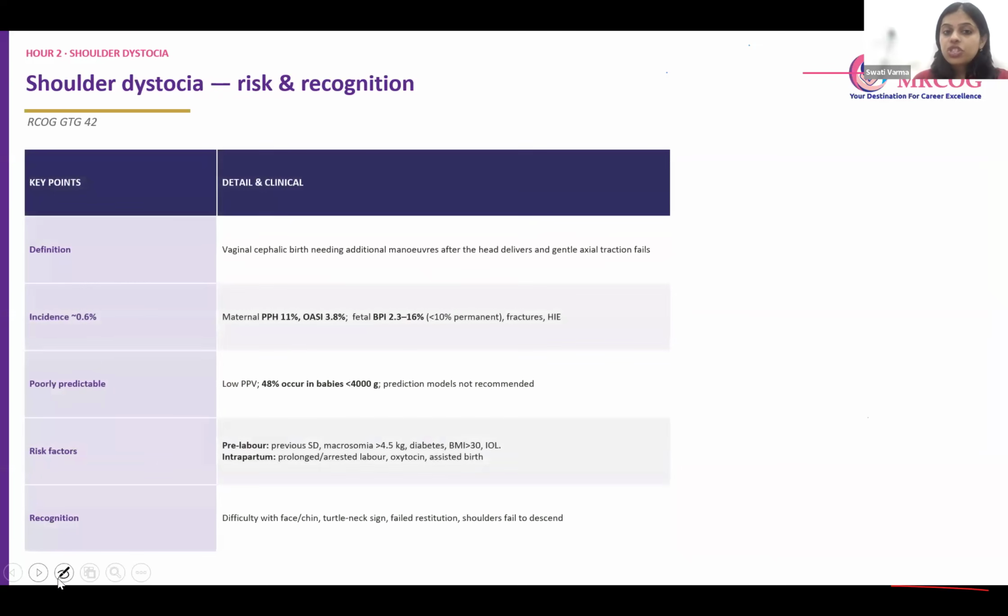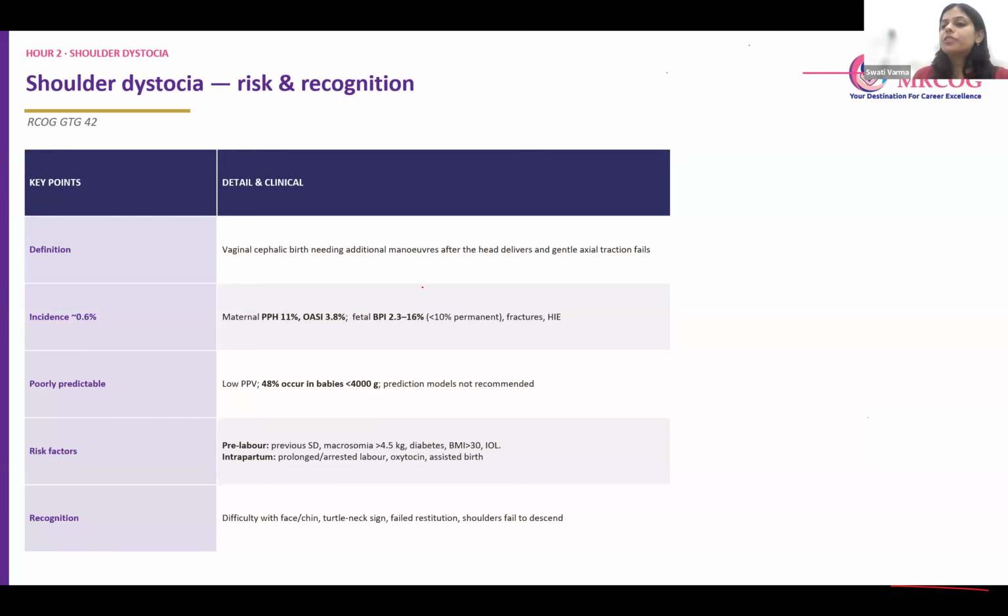Then comes shoulder dystocia, another very important topic, how to know about the risk factors and how to recognize at the earliest so that you can avoid any more morbidity and mortality. What is the definition? Any vaginal cephalic birth which needs additional maneuvers after the head delivers, or if it is not delivering despite gentle axial traction, then it is termed as shoulder dystocia.